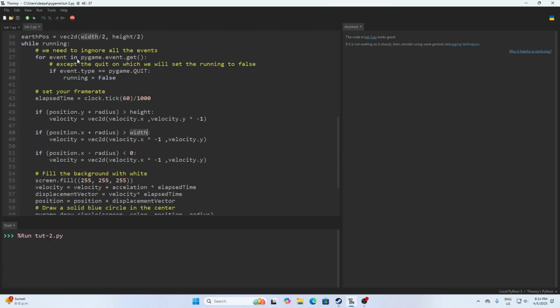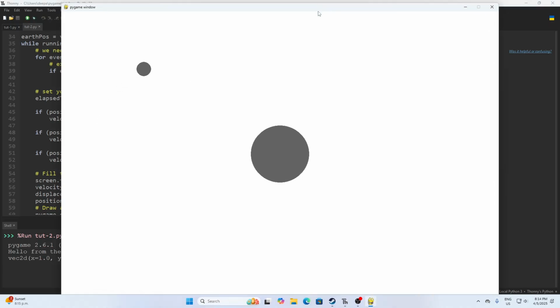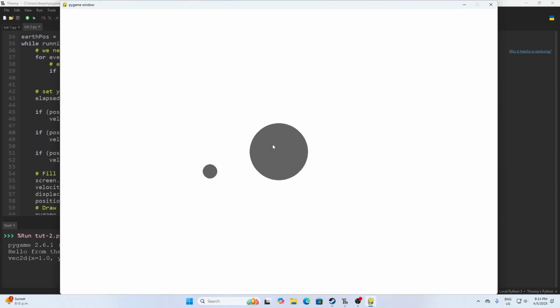So, is the screen size good? I think the screen size is fine right now, right? We have this good enough screen size. So now this is fine, but the gravity is wrong, right? It should go towards the earth.